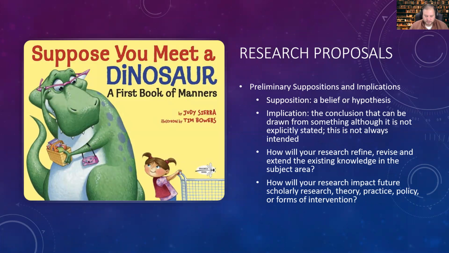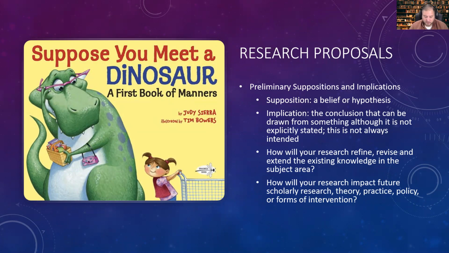The preliminary suppositions and implications tells the reviewer what you plan to find out in your research. The supposition is simply a belief or hypothesis. This is your working thesis statement, what you believe your argument will be. Remember that this working thesis statement is subject to change. This is, I believe such and such will be demonstrated by my research. By the time you complete your research paper, this should have changed.